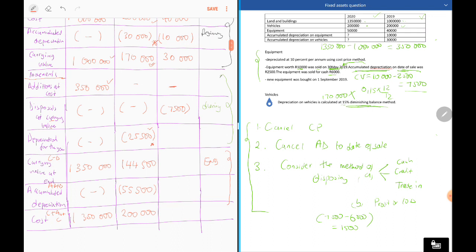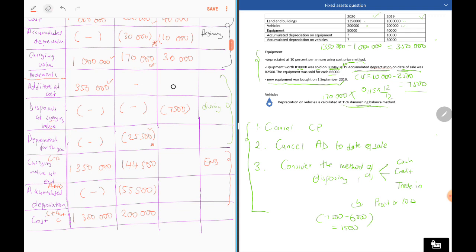Oh, okay. So I jumped to conclusions there because I see they said new equipment was bought on 1 September 2019, right? So I jumped to conclusions. Fine. So we now know that we sold equipment and we also bought equipment, right? So let me just remove my dash here. Fine.